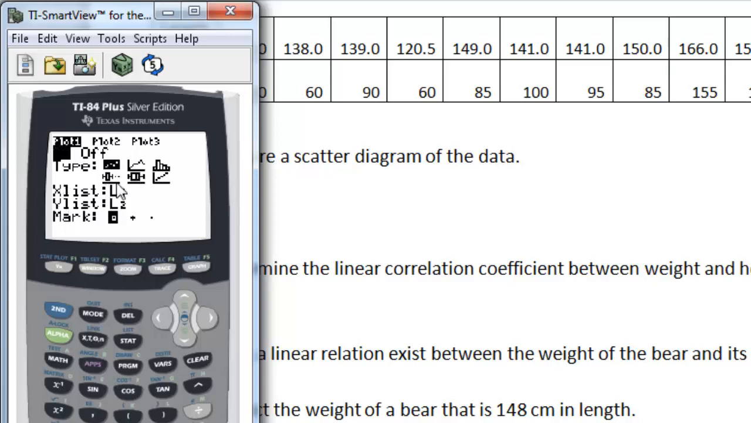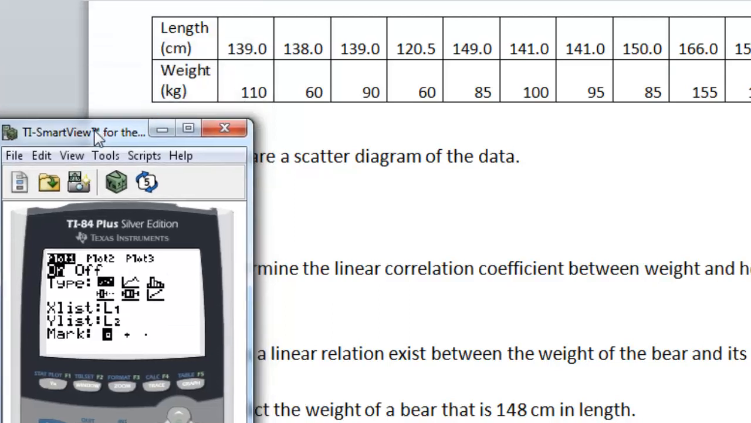There's several types of plots here. What we want is a scatter plot, and that's the last one. I'm sorry, that's the first one. So it's already on scatter plot for us. Okay. And then we need to tell it where our x values are and where our y values are. The x variable is going to be the independent variable, and the y value is going to be the dependent variable. It's the thing we're trying to predict.